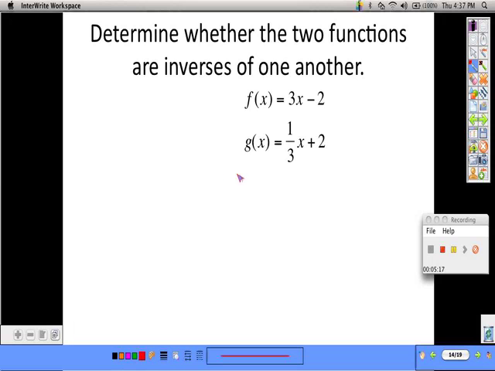Now let's look at the second pair. We start with f of g of x. Actually, it doesn't matter which way you start first. But f says take 3 times something minus 2. That something is 1/3 x plus 2. And remember, this is distributing. You have to take the 3 times both the things in parentheses. We get x plus 6 minus 2. And that's equal to x plus 4, not just x. So here, we can stop. We don't even need to try the other composition. We know that f of g doesn't equal x. f and g are not inverses of each other.